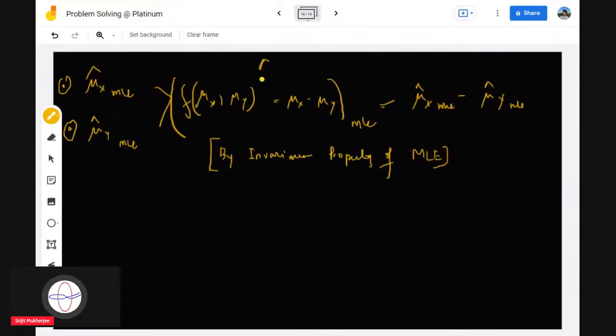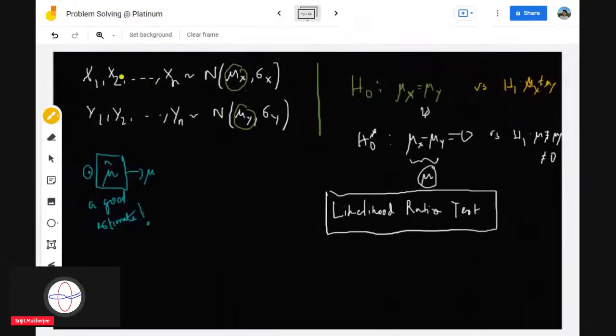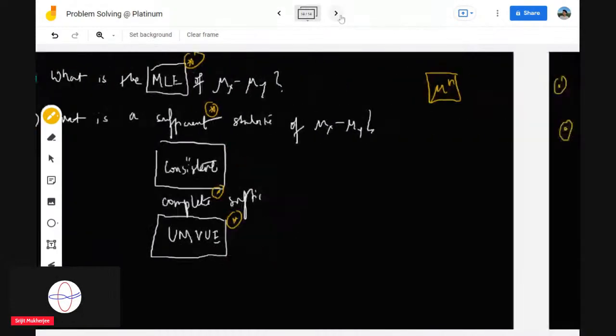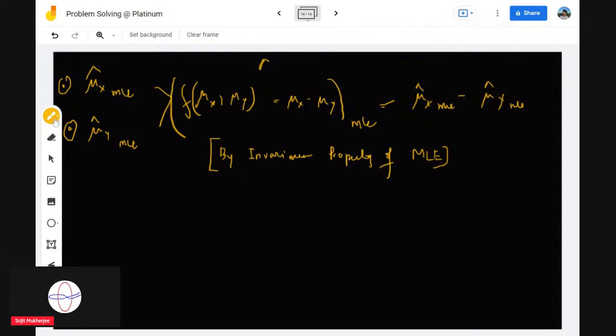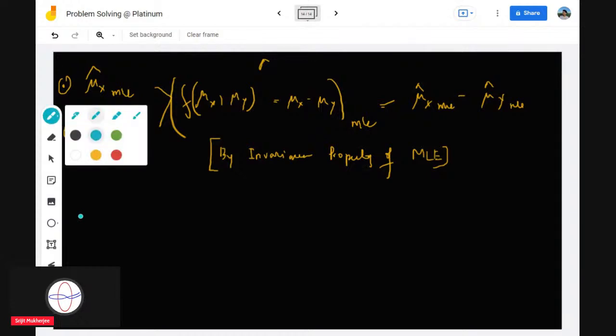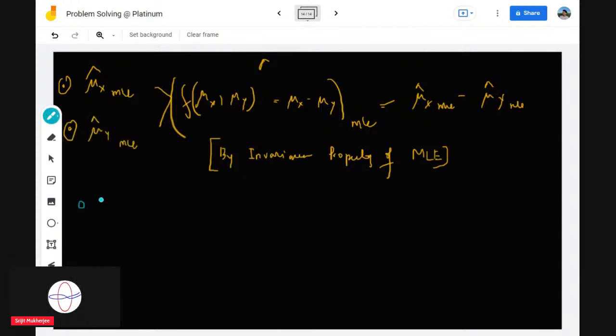So let's find out the MLE. How do you find out the MLE of this? Two samples are given. What is the first step in MLE? The first step is to find the joint distribution. So you have to take the joint distribution of x and y together. X curl, y curl. Write the joint distribution.